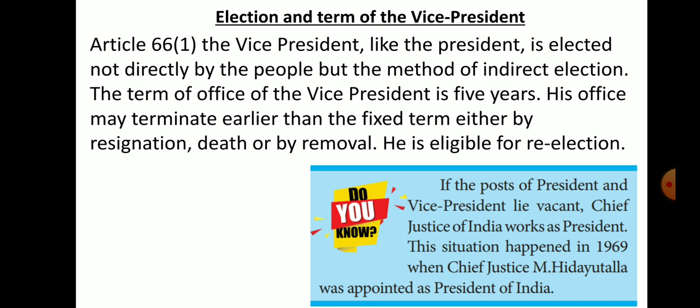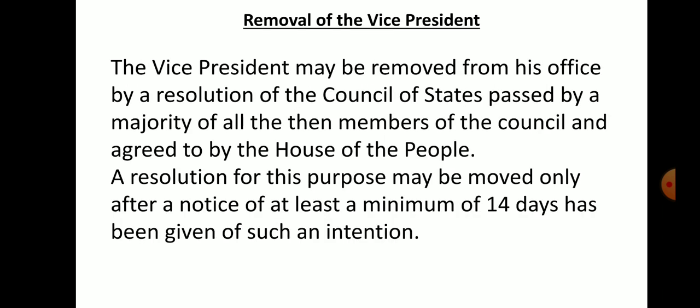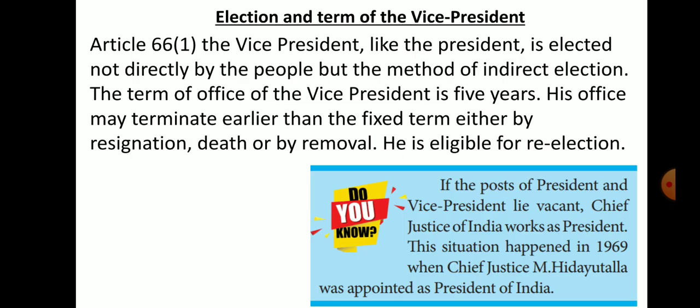Election and term of the vice president are like the president's. He is elected for 5 years. His office may be terminated earlier than the fixed time by his resignation, by death, or by removal through the impeachment power. The vice president may be removed from office by a resolution of the Council of States passed by a majority of all the members. A resolution for this purpose may be moved only after a notice of 14 days. With that, the vice president can be removed.